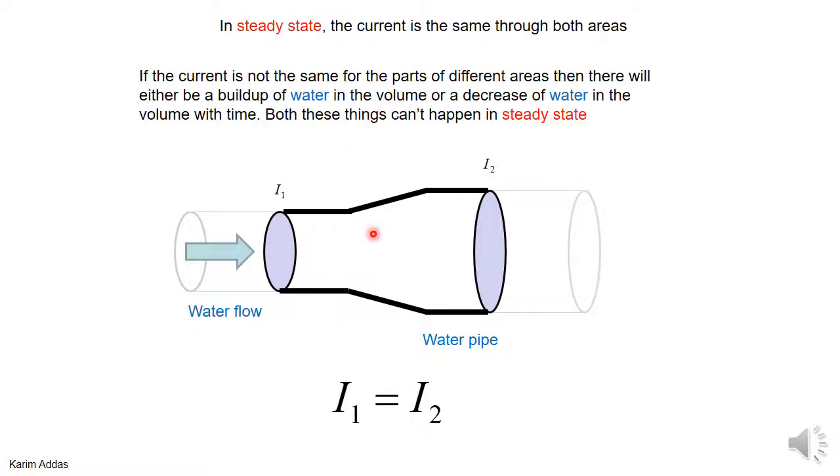So if you're in steady state, the rate at which water goes in has to be the same as the rate at which water goes out. That's the definition of steady state. So the current in is equal to the current out. If the currents were not equal, then the amount of water inside this volume would be either getting bigger or smaller. So steady state means that the amount of water inside the volume doesn't change with time. That's what steady state is.